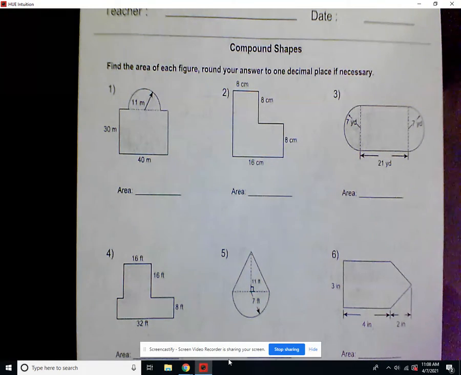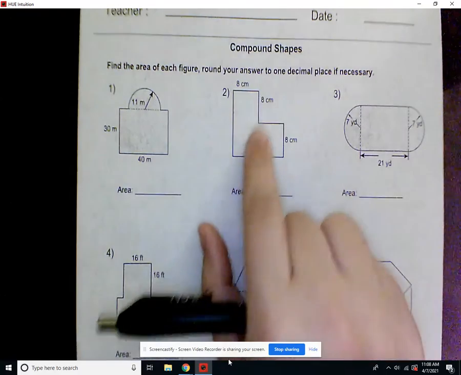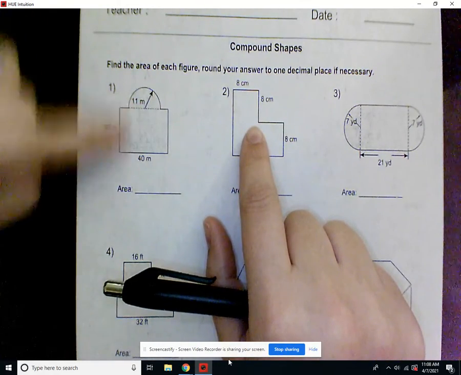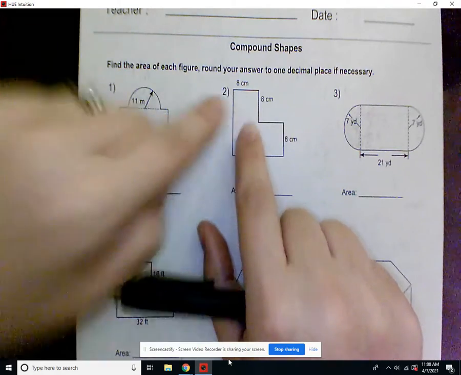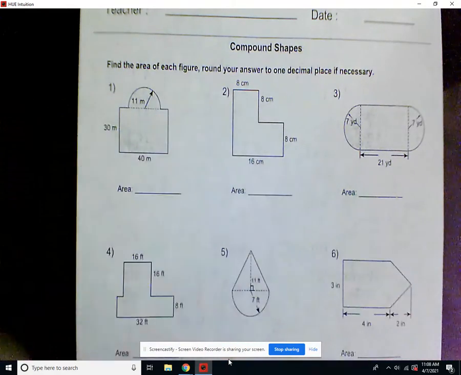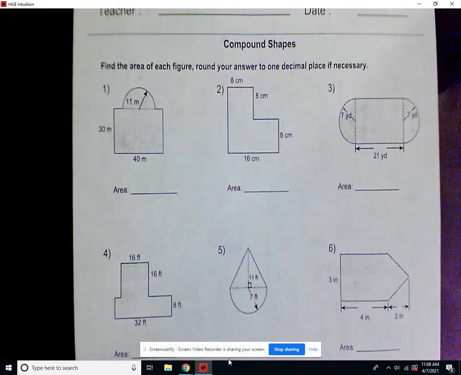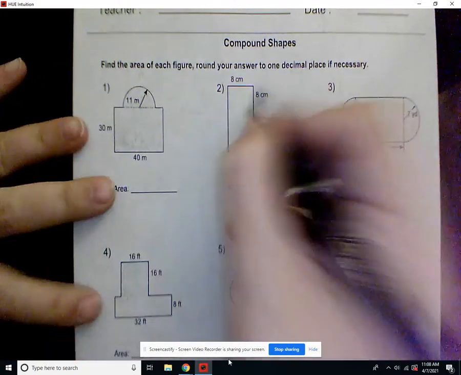Like number 2, there's no lines cutting. Like number 1, you can see that there's a half circle on top of a rectangle. But number 2, there is no line. So we've got to figure out where do I draw the line to figure out what shapes I have. So look at your numbers. We can see 8 and 8, and that's trying to tell you that it's a square. So we want to cut it off to where it's a square.